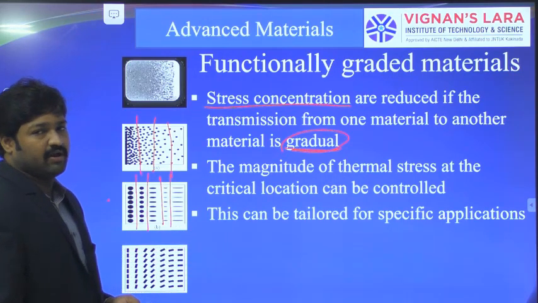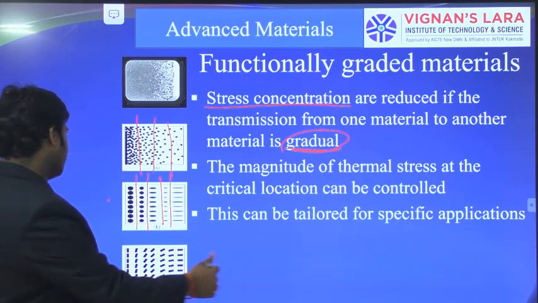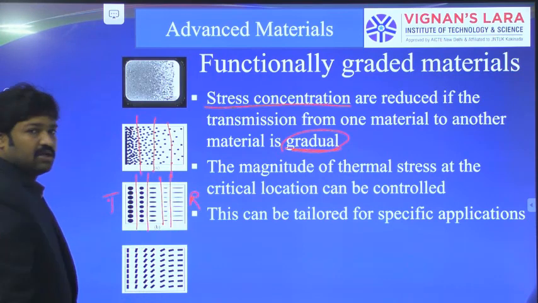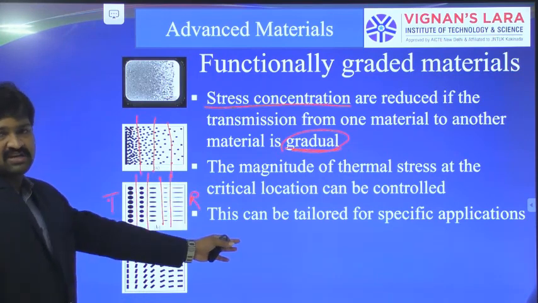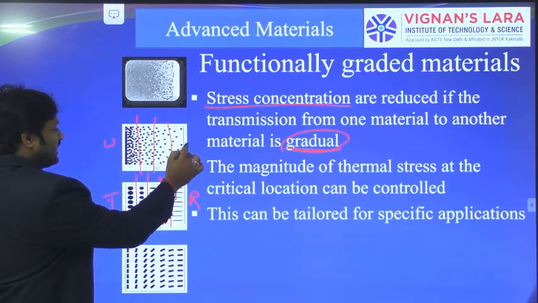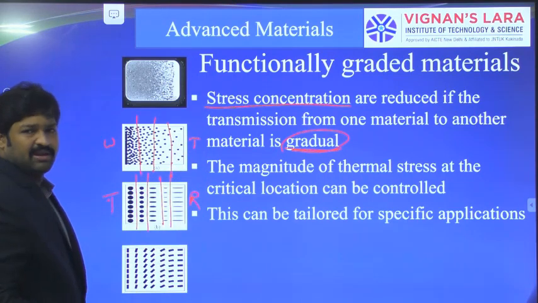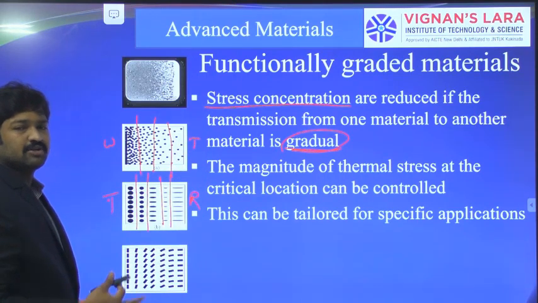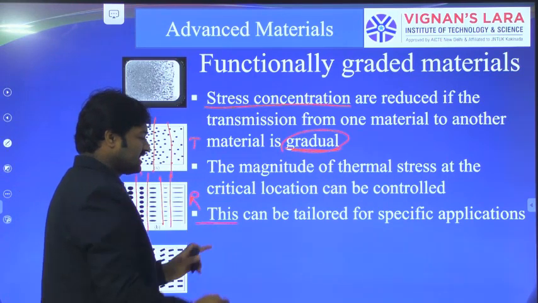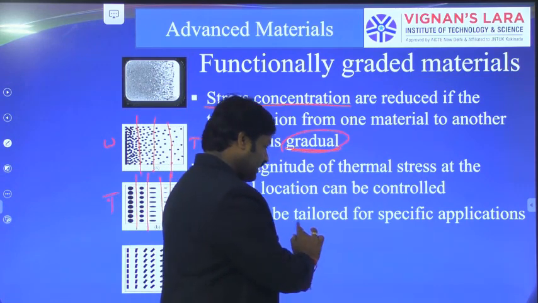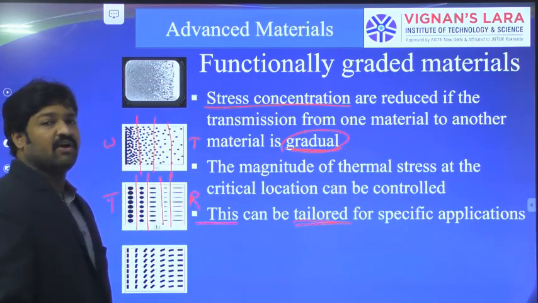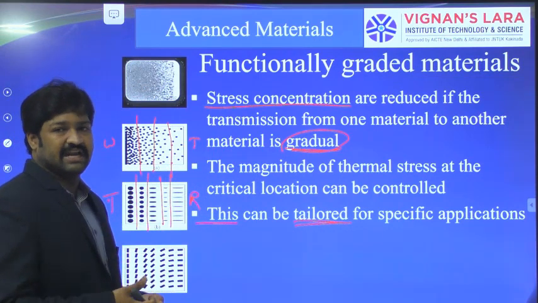So if we require toughness on one side and refractoriness on the other side, for that purpose we can tailor a functionally graded material. Similarly, if you want wear resistance on one side and toughness on the other side, we can tailor it. So depending upon the application, we can prepare different functionally graded materials.